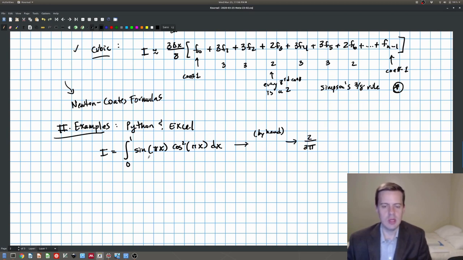You could go ahead and maybe figure out how to do this. I think you can do this by substitution: substitute cosine and solve for this guy. It's kind of a fun exercise. Go ahead and prove that to yourself. That's 2 over 3 pi. But I'm going to do this numerically, and it's nice that you can do this by hand so that we can use it to check our answer.